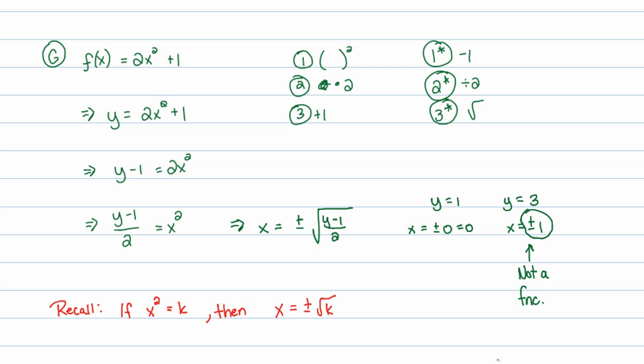Fnc is my shorthand for function. That does happen, especially with even powers. In fact, it always happens with even powers, as long as that's the degree of the polynomial. So in this case, we would say that f is not invertible.